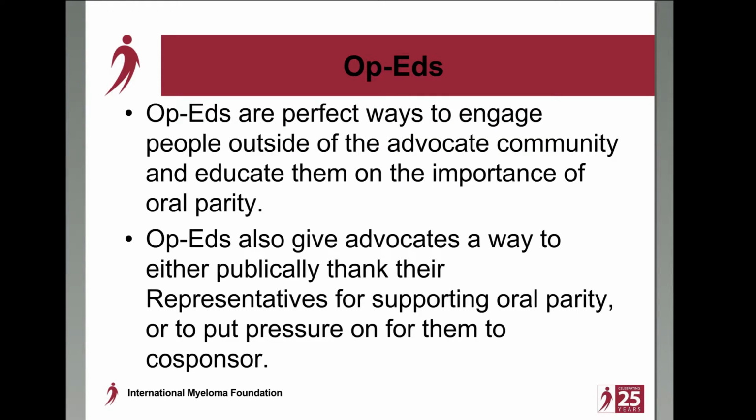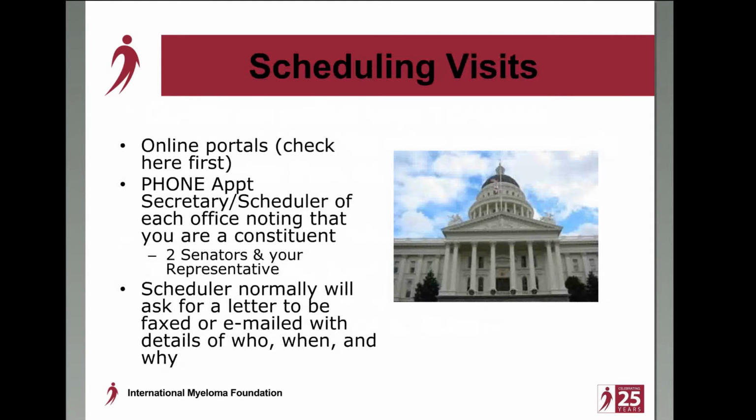One of the best ways to connect with your representatives is to go and visit them. The first step is to schedule a visit. You should look on your representative's website first because most of them have easy online portals to schedule the visit. If not, there'll be a number for their office, so you'll just want to call and you'll talk to their scheduler who will make an appointment for you. Often you'll have to include information like why you're there and your contact information so that they can get everything down.